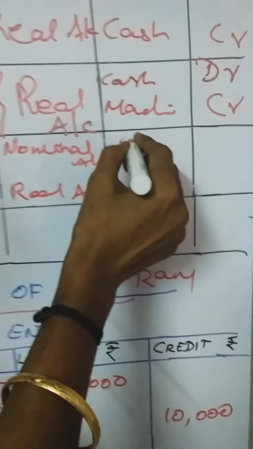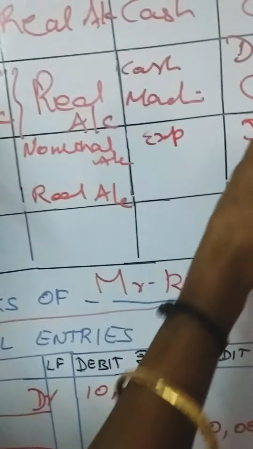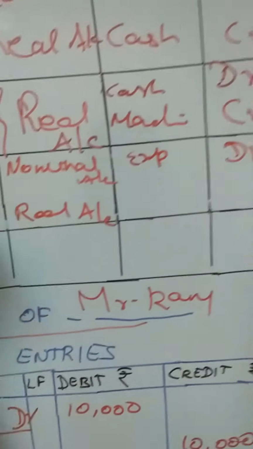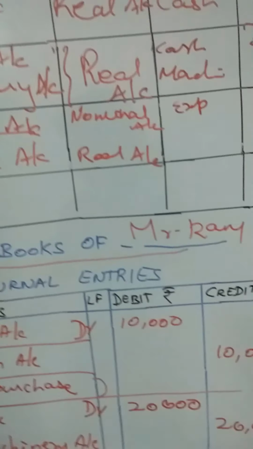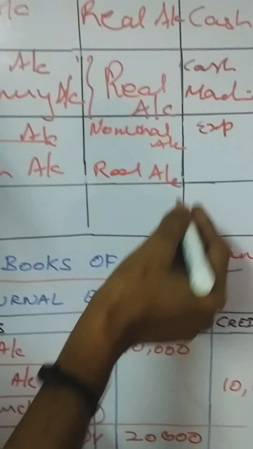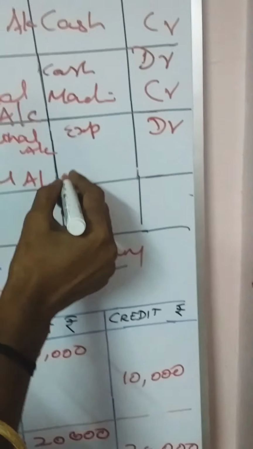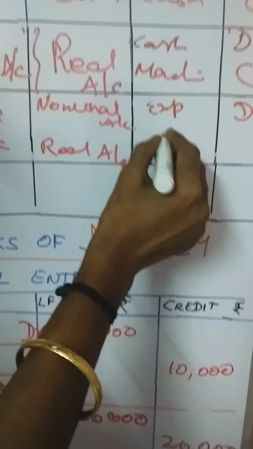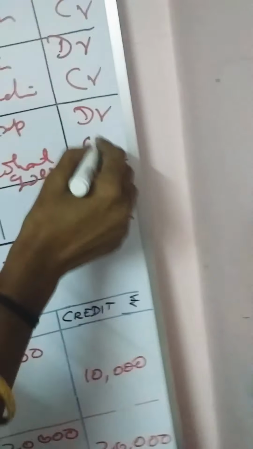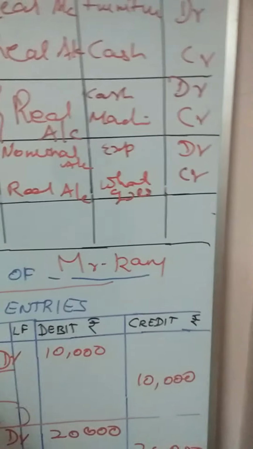In a nominal account, rent paid is an expense. All expenses should be debited. So, what should be debited? Rent should be debited. And what goes out? According to the real account, cash goes out. So that should be credited.